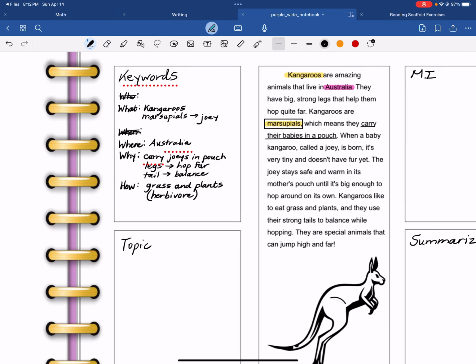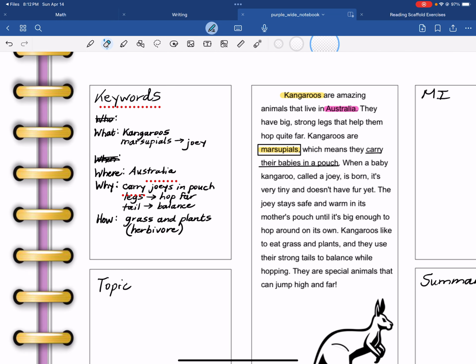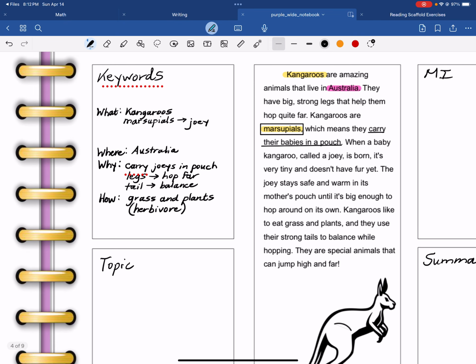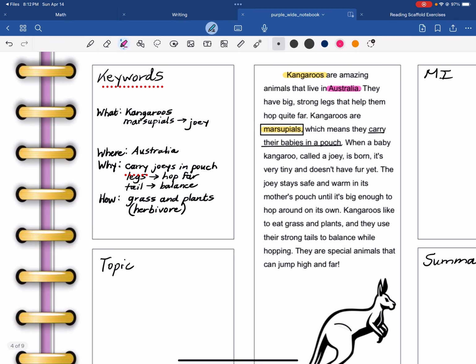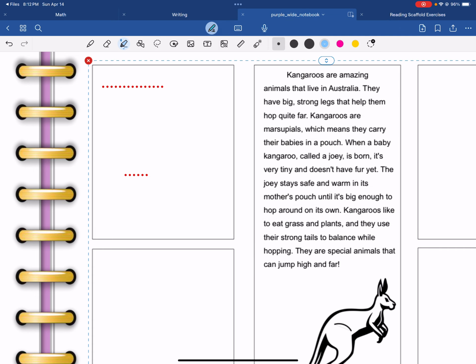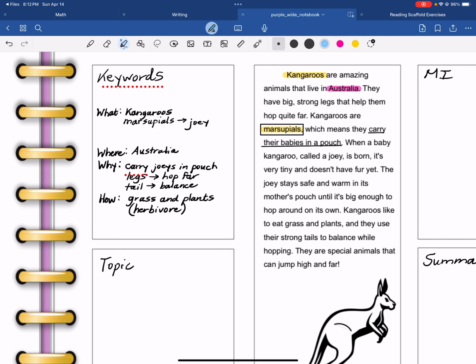Okay, so we have a lot of information just by asking ourselves those basic questions. We don't have a who, we don't have a when, but we were able to get more information just by thinking through those basic terms. Now, we don't have to do anything else with that one. We've pulled some information out based on those questions. You could also highlight, if you wanted to, the strong tails to balance.